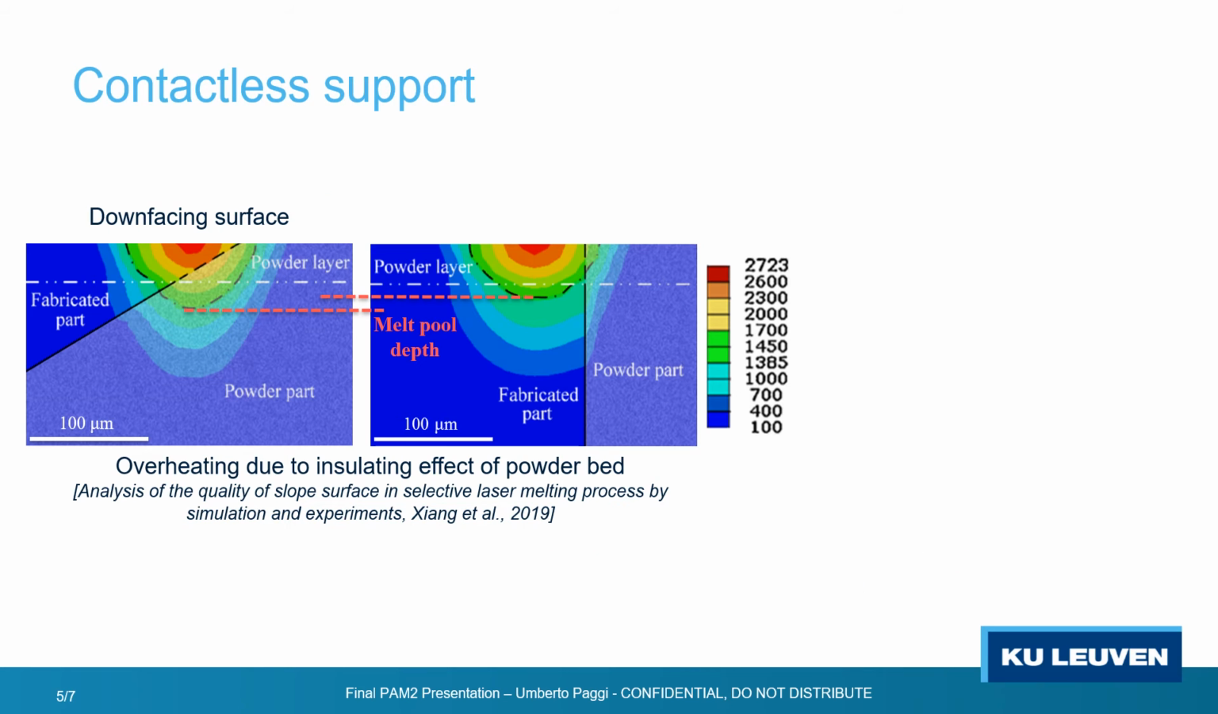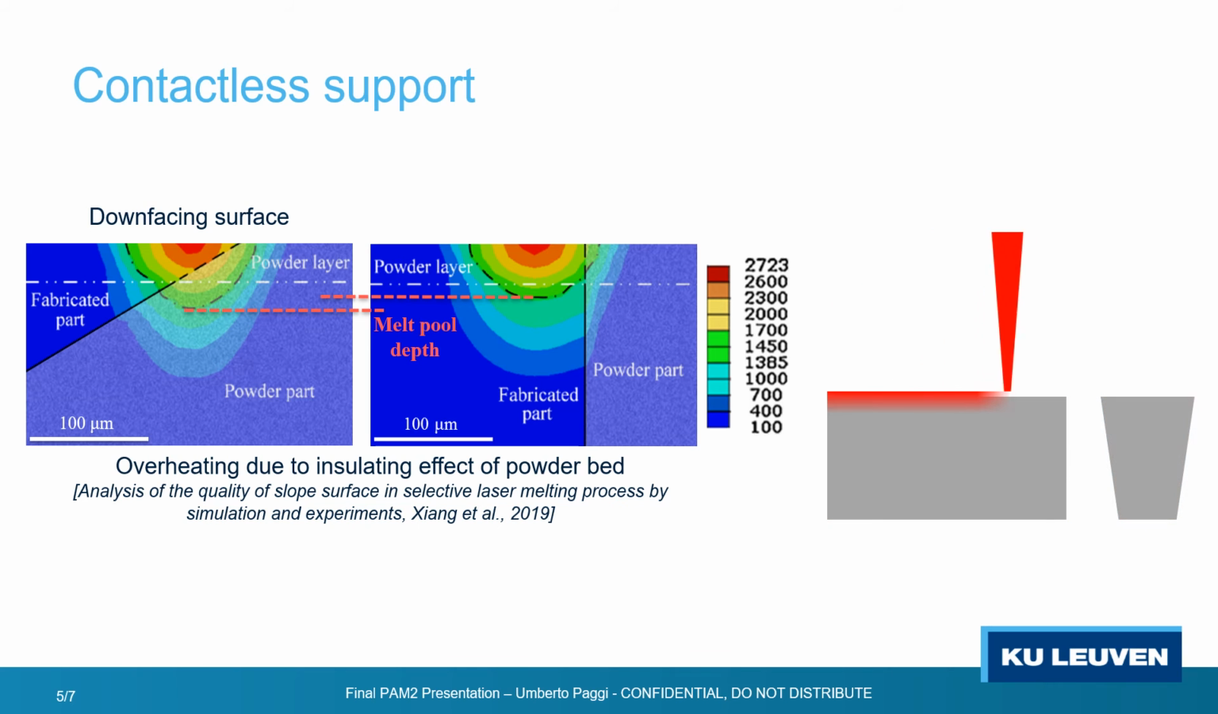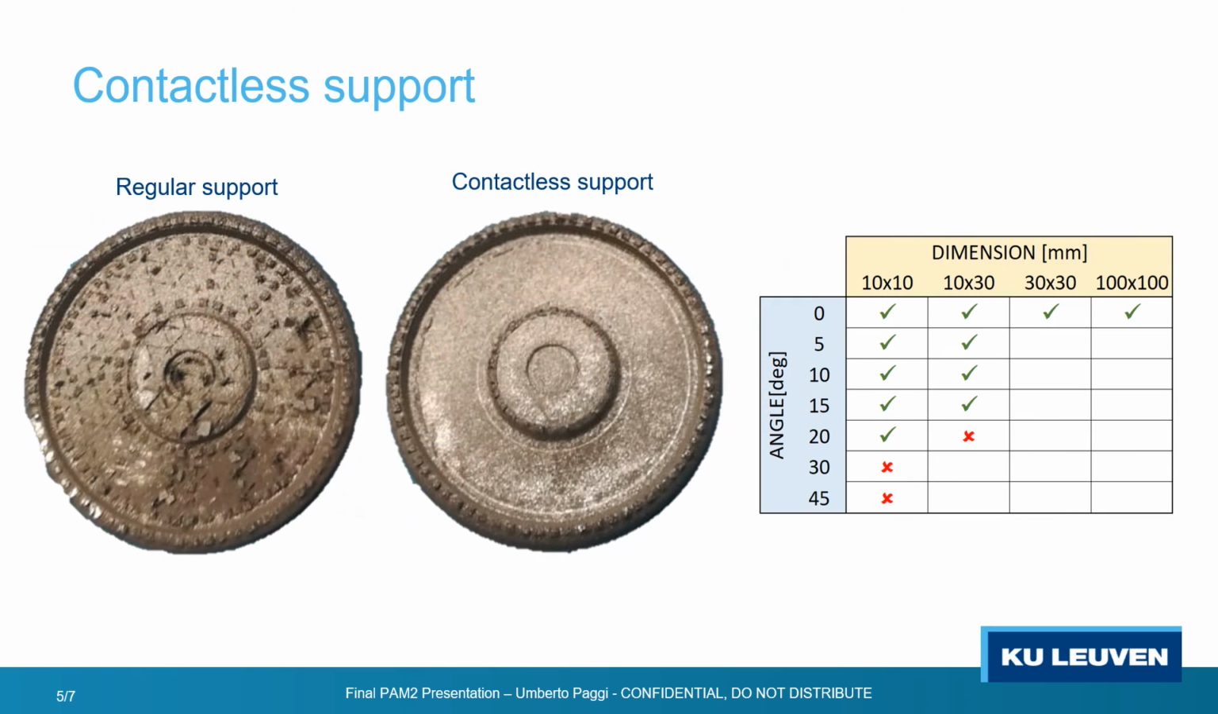The second proposed solution to the down-facing problem tackles the origin of the problem itself, which is the overheating of the down-facing melt pool and the powder bed. In this case, a contactless blade is printed just below the surface without touching it, in order to provide a quick heat extraction for the cooling process. This has been proven to work excellently for flat overhangs and low angles up to 15 degrees, and most interestingly, it was applied successfully on samples of increasing dimension up to 100 by 100 millimeters.